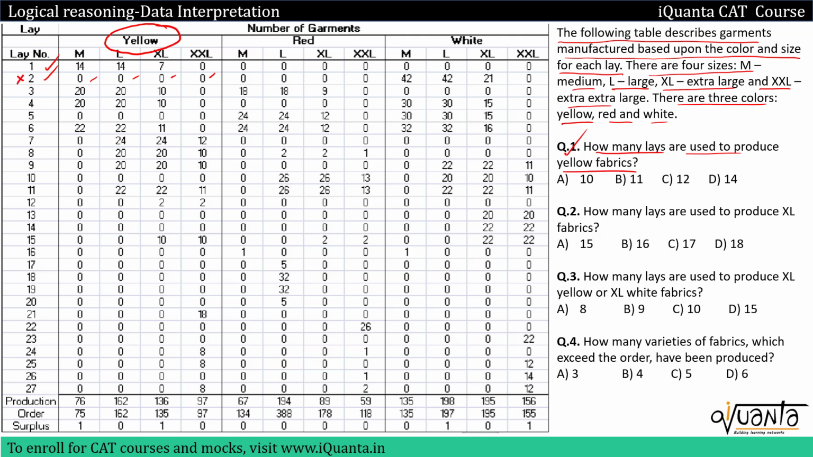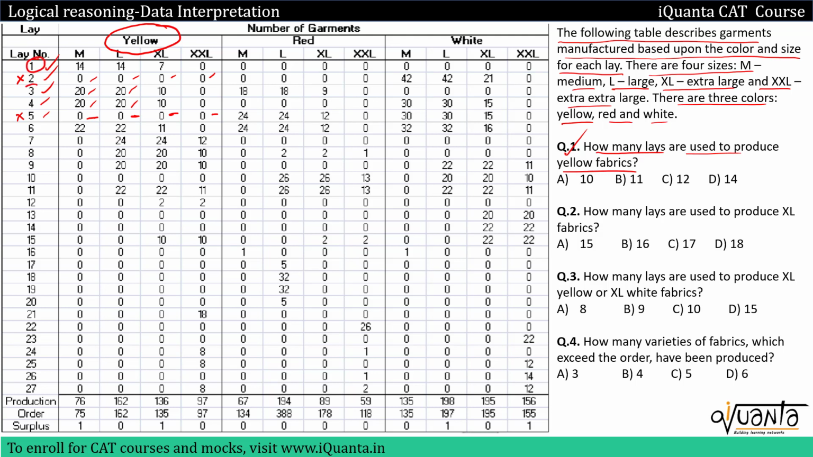Lay number 2, there are 0 garments of medium, large, XL and XXL size, so we won't be counting lay number 2. Lay number 3, yes, because there are 20 medium, 20 large. Lay number 4, yes, there are 20 garments of medium, large. Lay number 5, no, because all are 0 garments, so we won't be counting lay number 5. So according to the question we have to count those lays which are used to produce yellow fabric. So if there is at least one garment of any particular size in a lay, we'll count that lay. So lay number 1 will be counted, we'll manually count the lays.